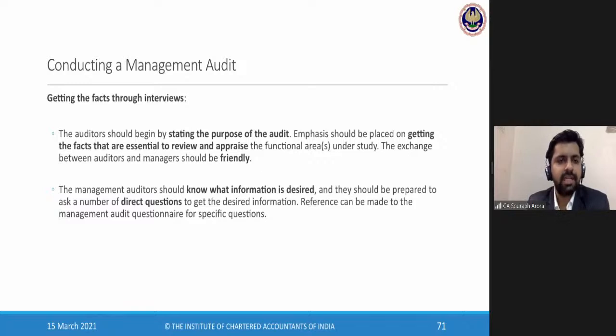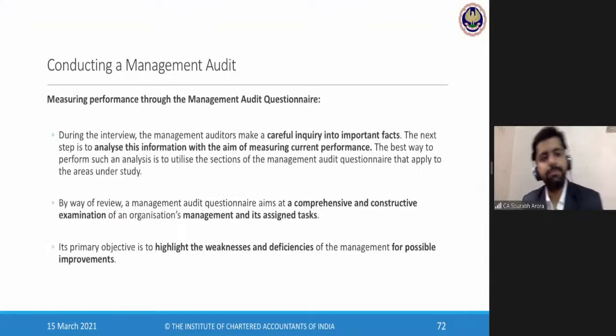So the first point is this: getting facts through interviews. Second, management auditors should know what information is desired. So you should be prepared to ask the questions, and you should have some plan in your mind, or you should have some audit program or audit questionnaire where you would ask what is the information that is required. Then you should ask a number of direct questions to get the desired information. So ask the direct questions, and you can take reference from the audit questionnaire for specific questions.